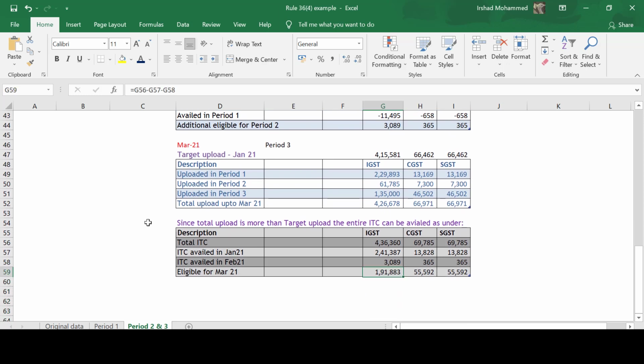You can see in the below table. So the total ITC is this much. Availed and eligible for March will be the net ITC, which is the total ITC which can be taken in the month of March. Now friends, let's go back to our original computation and see how we have arrived at the eligible credit for the 3 periods.